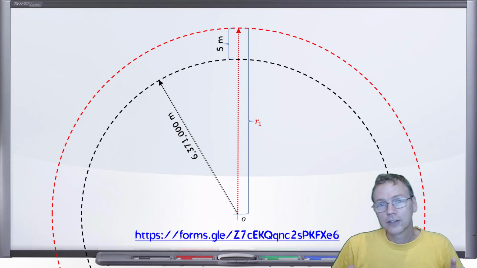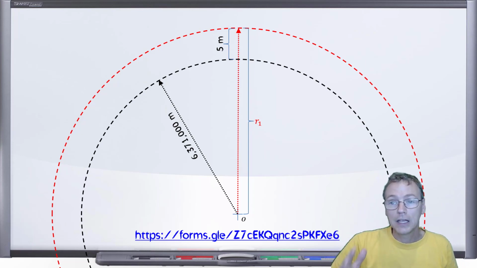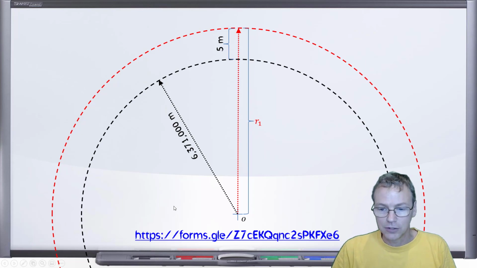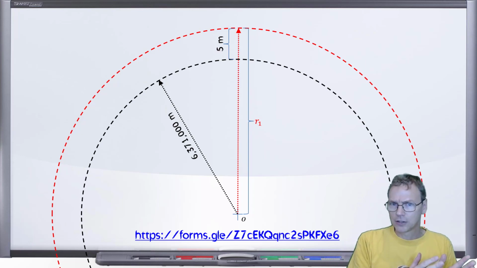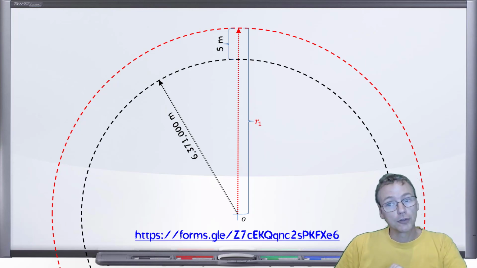On there, we will ask, what is the radius R1? What is this distance from the center point up to this point along the red sphere, given that the reference black sphere has this radius and the red sphere goes out 5 meters further than that? Once you've filled in R1 for that radius, let's do it again for a different sphere.